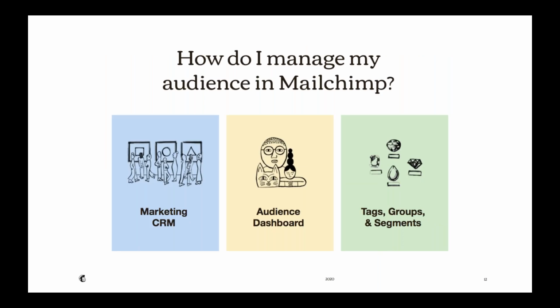So let's break down different aspects of managing your audience in Mailchimp. First up, marketing CRM. CRM stands for Customer Relationship Management. A CRM can help you create audience segments that target specific groups of customers based on their interests, demographics, behavior, and more. That way, you can communicate with your entire audience while still making your marketing unique for every customer.